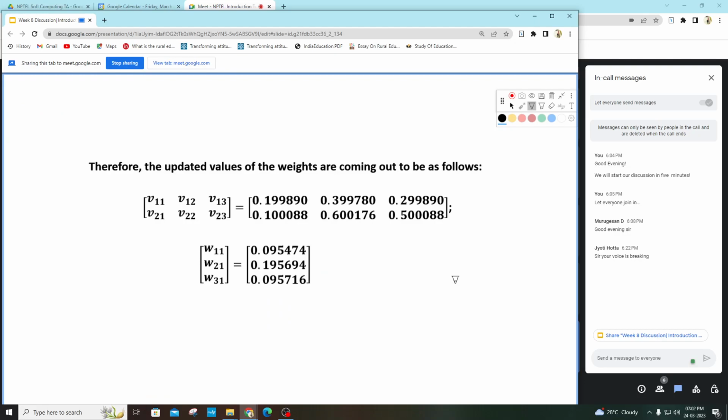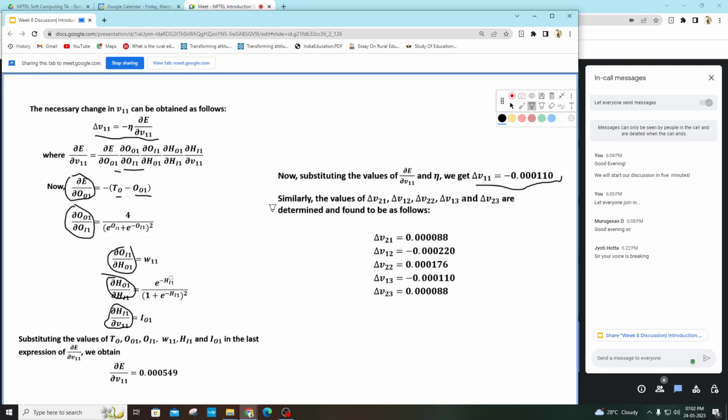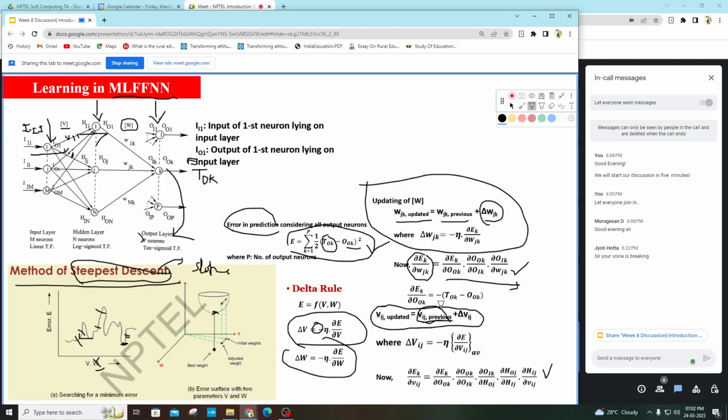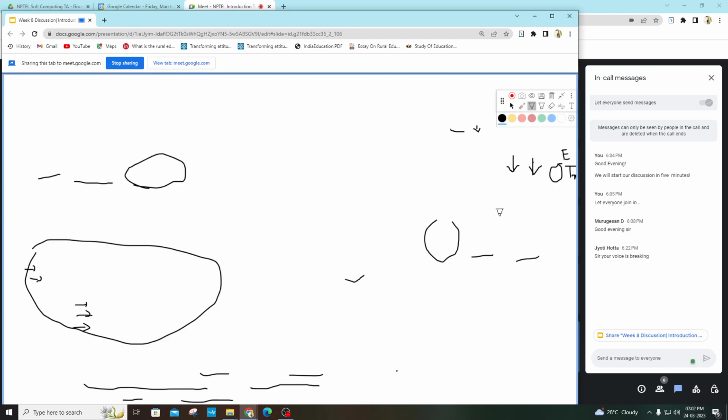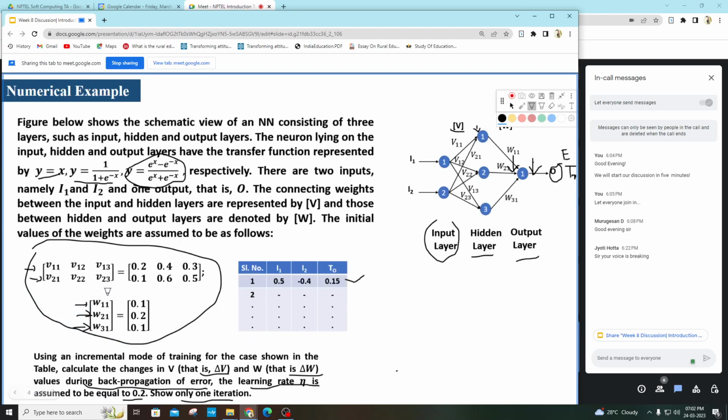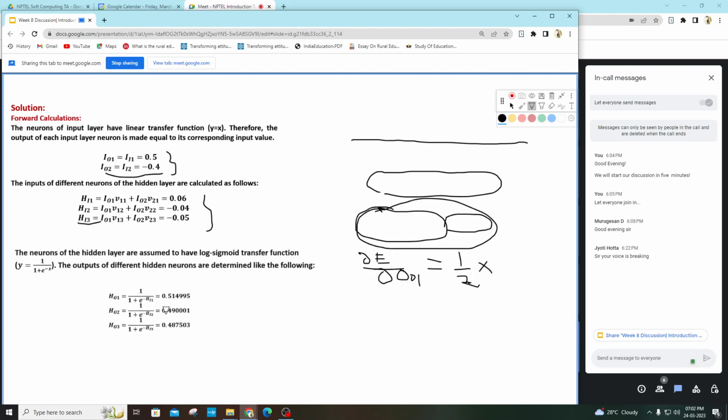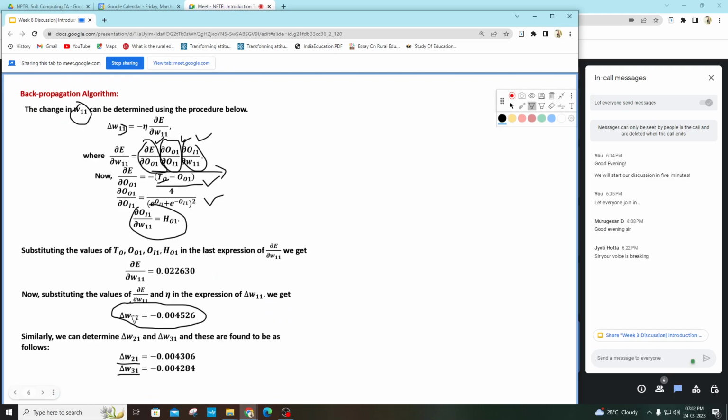Now we will be simply doing the addition part, right? That is this thing. W JK updated will be equal to W JK previous plus delta W JK. So this thing we will apply. So what was your W11? W11 was 0.1, and now you are getting del W11 as 0.004526.